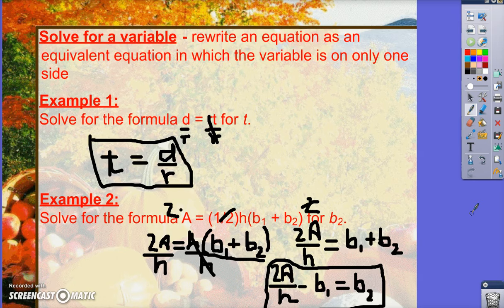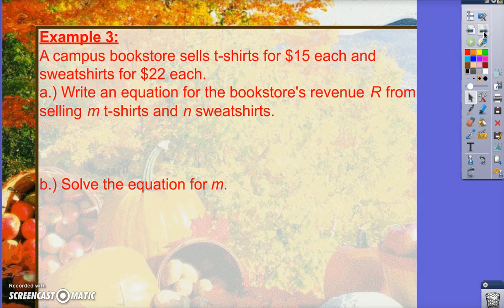So we talked about rearranging formulas, but what if I give you a word problem and we want to come up with a formula and rearrange it ourselves? Let's look at the next example here, example 3. It says a campus bookstore sells t-shirts for $15 each and sweatshirts for $22 each. A, write an equation for the bookstore's revenue R from selling M t-shirts and N sweatshirts. All right. So we need to come up with a formula first. We talked about revenue. So we're going to write R equals.